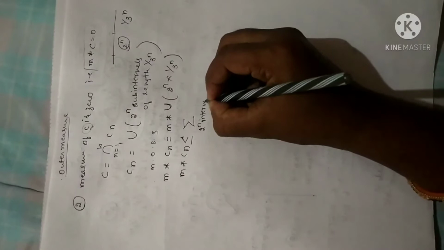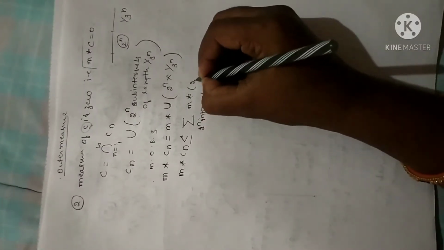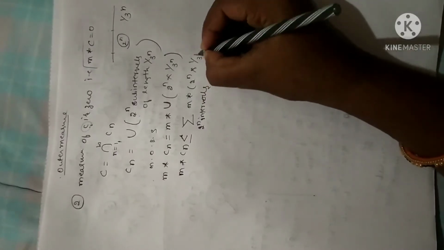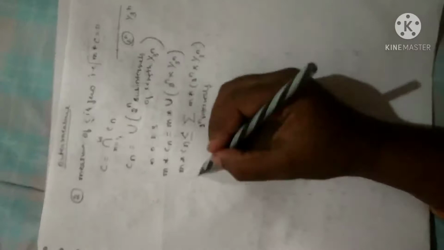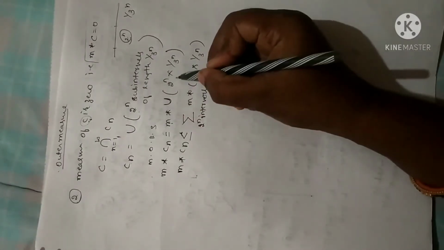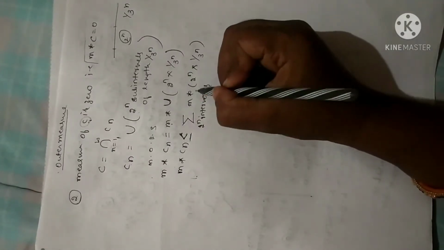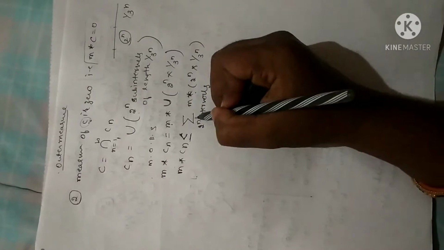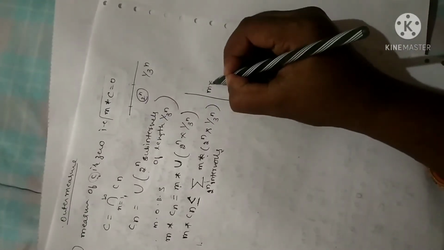So 2 power of n intervals. I am taking summation over all the intervals, m star, 2 power of n into 1 by 3 power of n. Fine. And we have proved this expression in one of the theorems. When you have the measure of a union, if you take that measure inside, the equal sign changes to less than or equal to, and the measure should be taken inside the summation symbol. I have proved this theorem already, so you can go through that theorem.